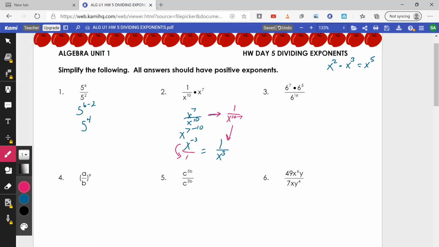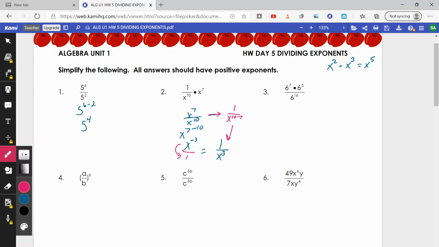So you could use either method: do it the technically correct way, top exponent minus the bottom, and then if we have a negative exponent, swap it to the other side. Or you could use a little trick where it's still bigger exponent minus the smaller, but you do the subtraction where the larger exponent is. In this case, it was in the bottom, so 10 minus 7.